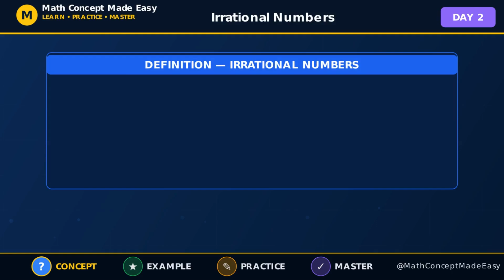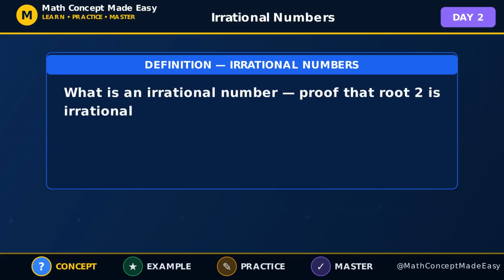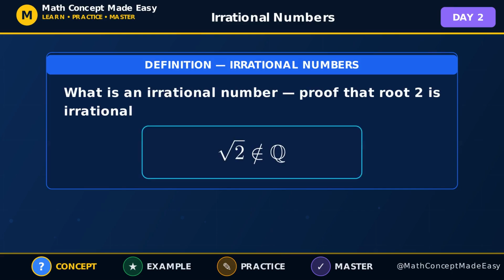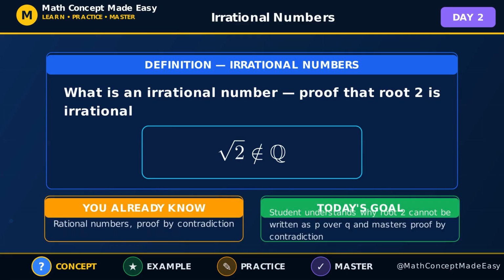Now we are ready to say this precisely, the way mathematicians do. Here is our focus for today: what is an irrational number? Proof that root 2 is irrational. In symbols, we write it as: the square root of 2 is not a rational number. Every word of that definition matters, so read it slowly. You already know rational numbers and proof by contradiction. This definition simply builds on those familiar ideas.